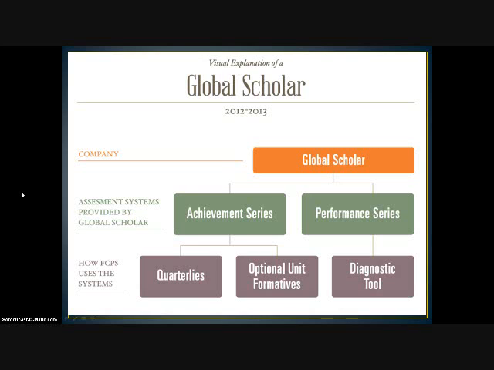The Performance Series is often referred to as the Global Scholar test because it has been used throughout the county in grades 2 through 8 in 2012-13. Achievement Series, however, is what we will be focusing on in CTE.